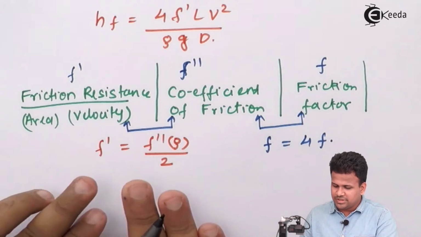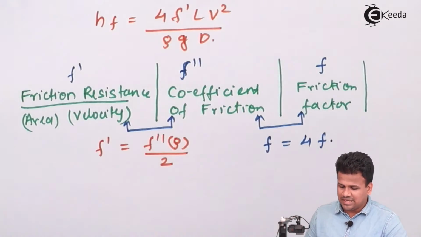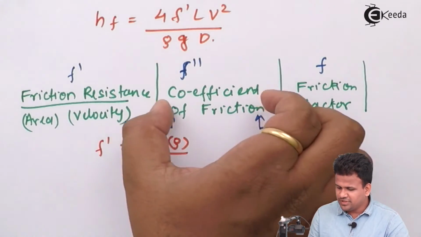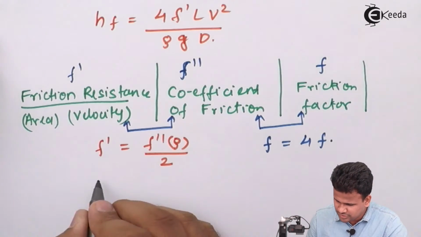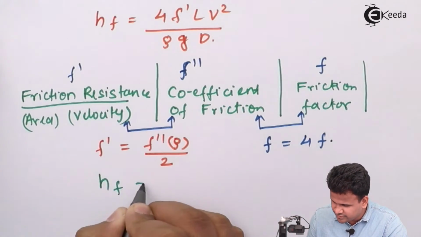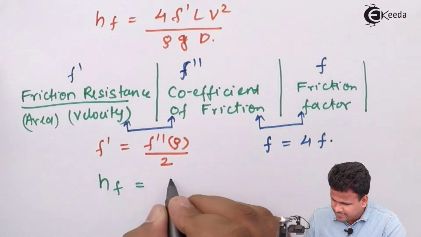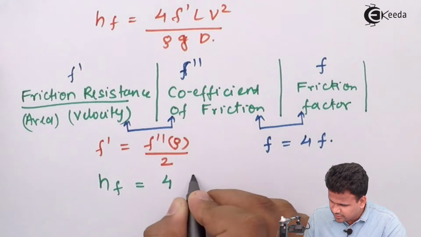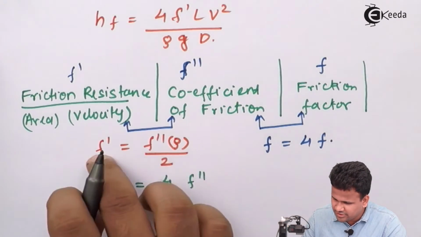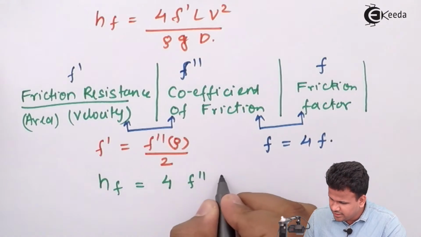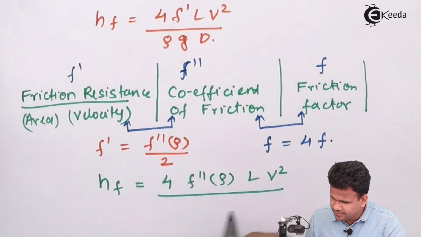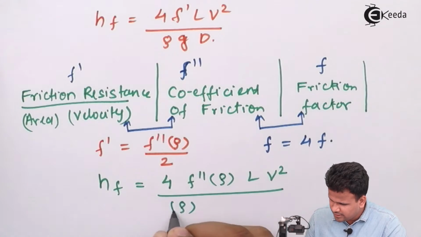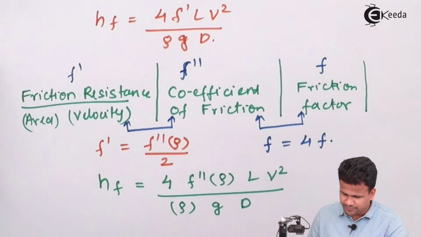Now we'll put this in this equation and we'll calculate in terms of the coefficient of friction first. So the head loss due to friction is equal to 4 F double dash, instead of F dash over here, into rho into L V square upon rho into G into D.